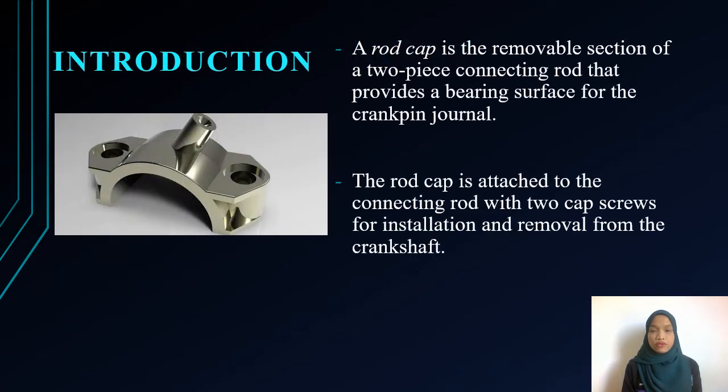For our project, we have chosen a connecting rod cap as our product. A connecting rod cap is the removable section of a two-piece connecting rod that provides a bearing surface for the clamping journal. It is attached to the connecting rod with two cap screws for installation and removal from the crankshaft.